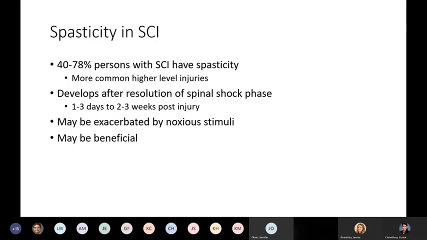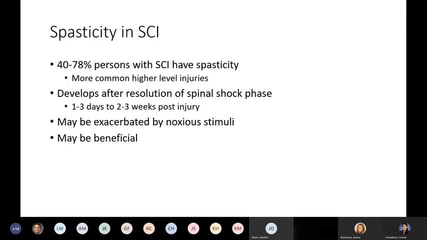And that is also a wide range. It can be as early as 1 to 3 days or up to 2 to 3 weeks post-injury, and sometimes even further out that patients start to develop spasticity. But very often this occurs within the time period that they're in the inpatient rehab unit with us, so oftentimes we're starting management in that phase.